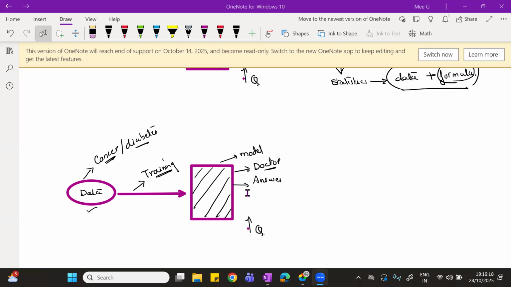Two more sessions will be there where we will complete our generative AI and agentic AI and also the coding part. Okay. Thank you very much.